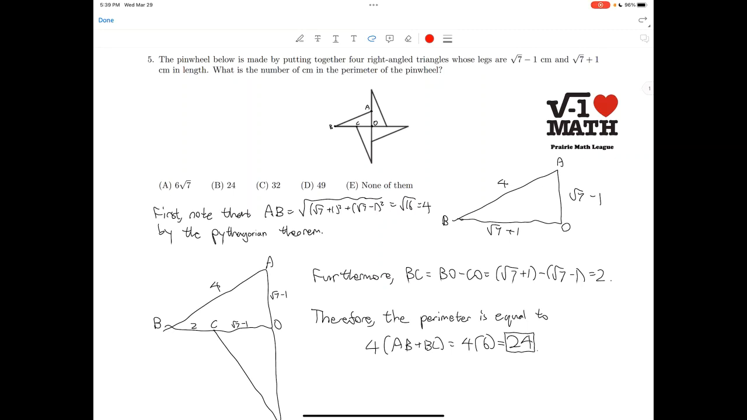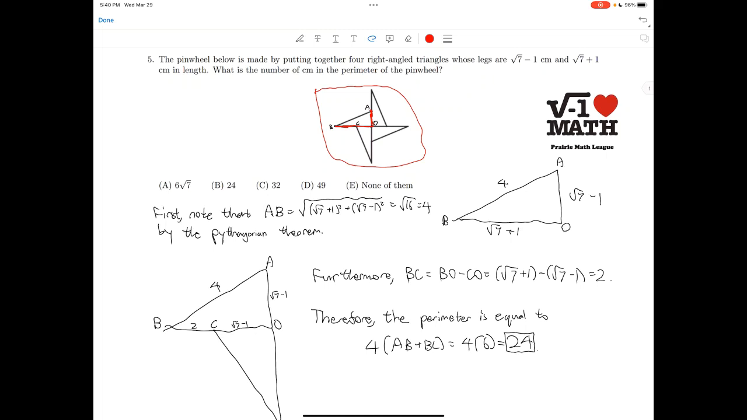Hello everyone. Today I will show the solutions to the Prairie Math League High School Round 136, Problems 5 and 6. For problem number 5, we have a geometric figure made of 4 congruent triangles, and each triangle has legs square root of 7 plus 1 and square root of 7 minus 1. What is the number of centimeters in the perimeter of the pinwheel?